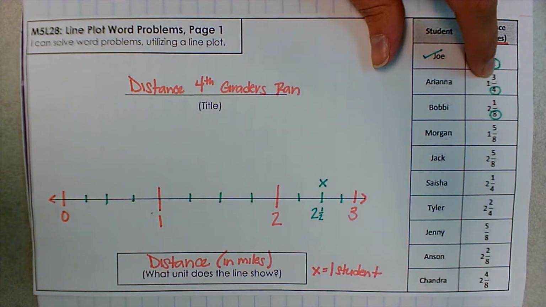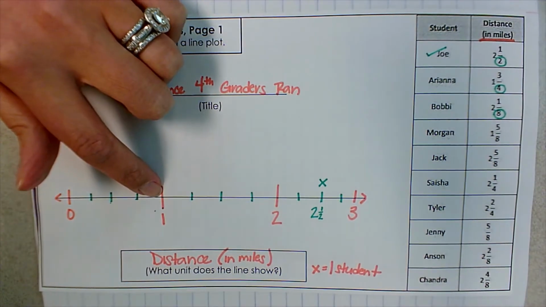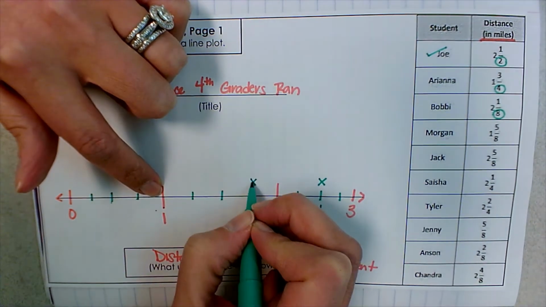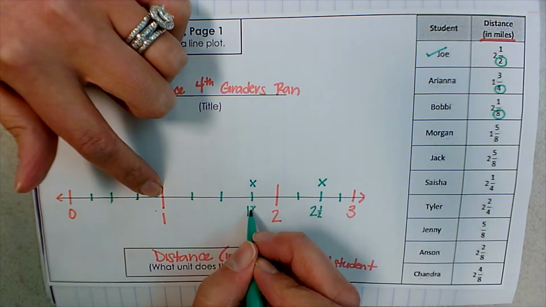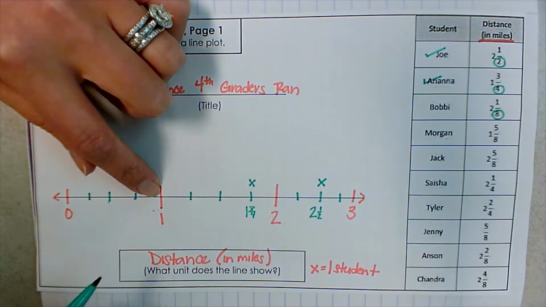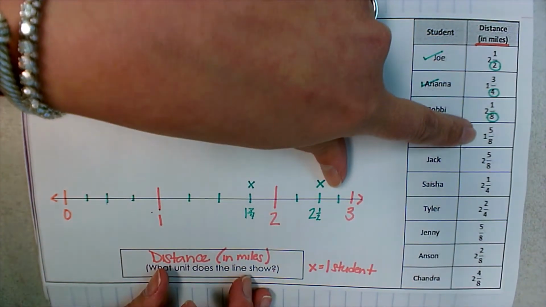And I need to put an X for her at 1 3/4. So I'm going to start at 1, and now I'm going to count 1 1/4, 1 2/4, 1 3/4. So I'm going to label this since I have a student represented there. And I'm going to cross off Ariana. I'm going to check, check, check.